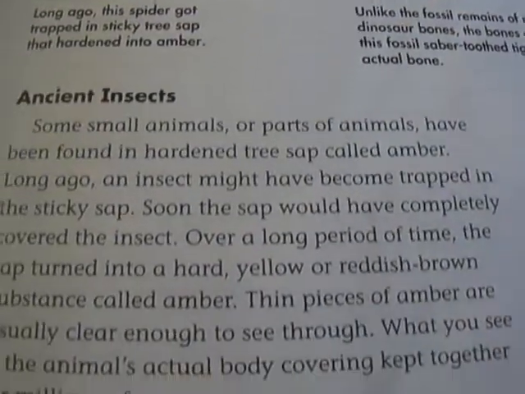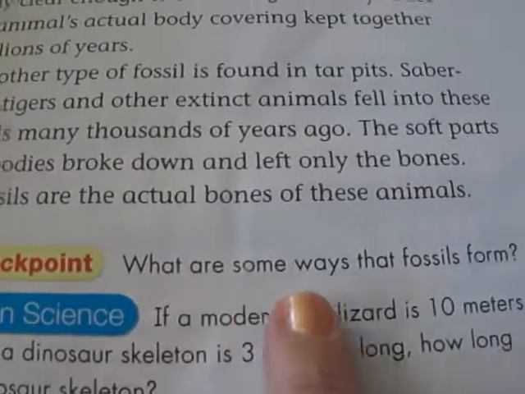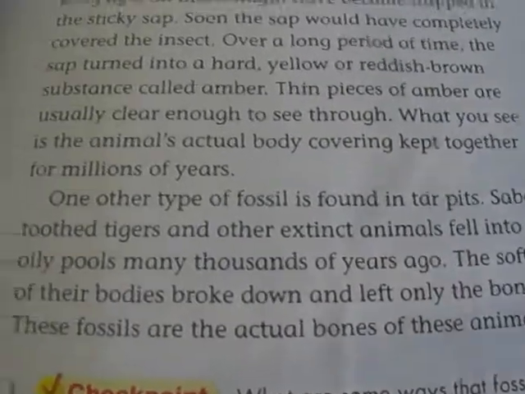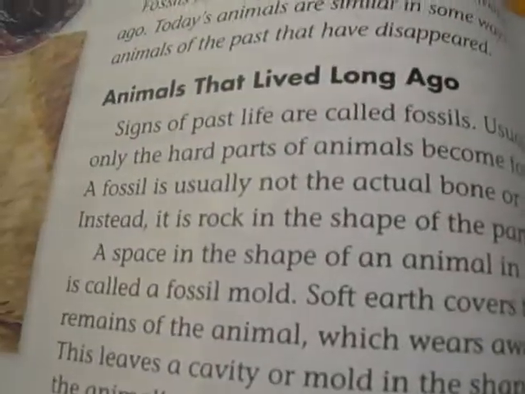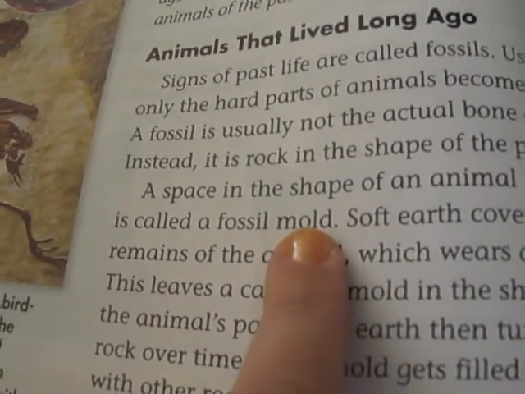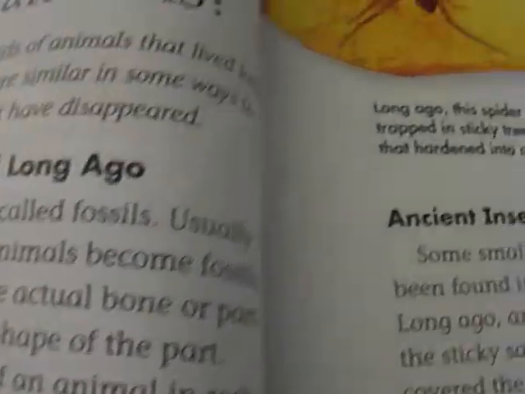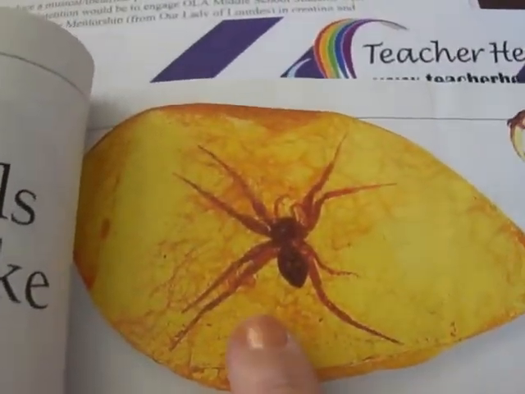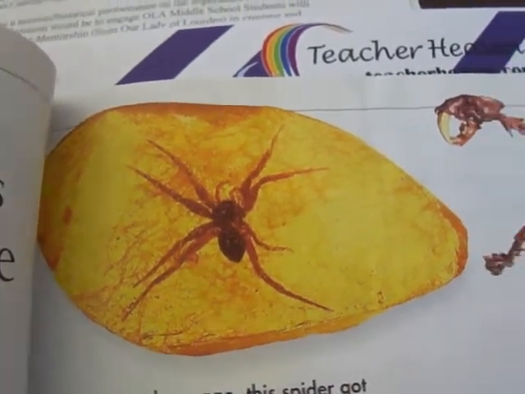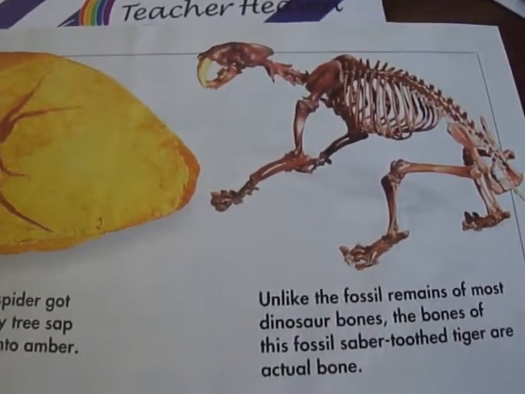And here's the checkpoint question that we'll talk about in class. What are some ways that fossils form? Well, back here on this page, we talked about how a mold is made and then minerals fill in to make a cast. And then we have another way fossils are made. If an insect gets stuck in the tree sap that hardens into amber, or sometimes, like the saber-toothed tiger, there are the actual bones.